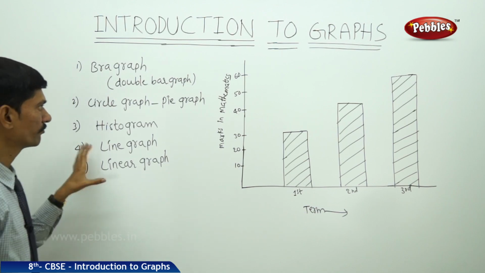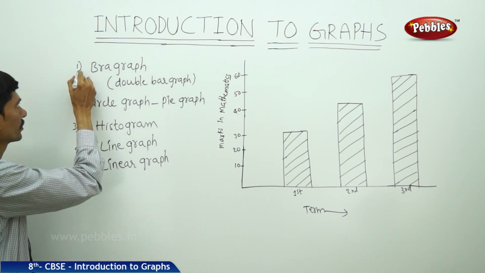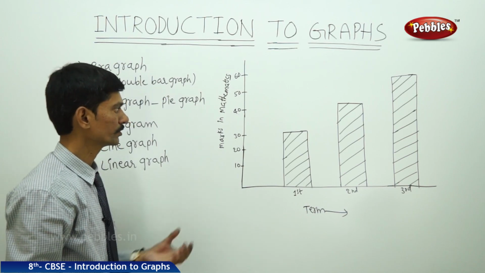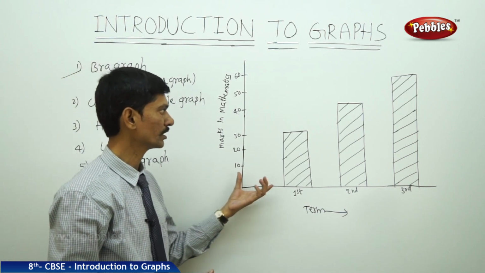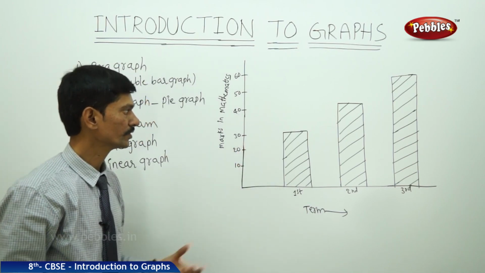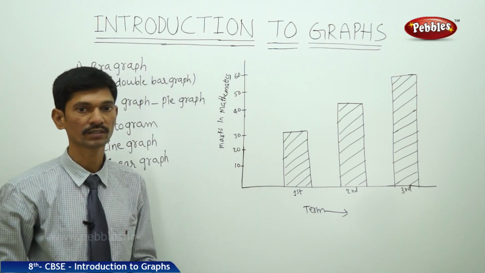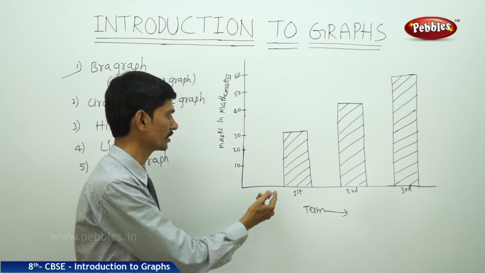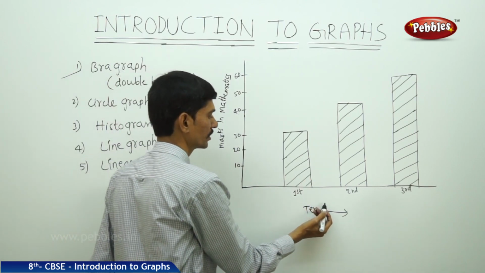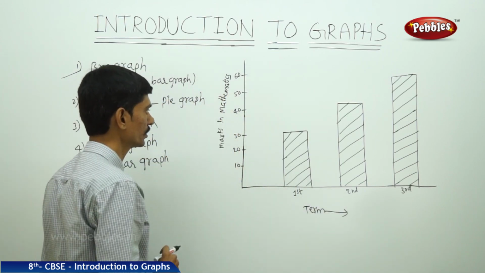Now let us revise all these types of graphs. The first one, bar graph. So what is a bar graph? A bar graph shows the comparison among different categories, and a bar graph consists of two or more vertical or horizontal rectangles. If you take the example, in this example, on the horizontal line the term exams are taken, and on the vertical line the marks in mathematics of a student are taken.